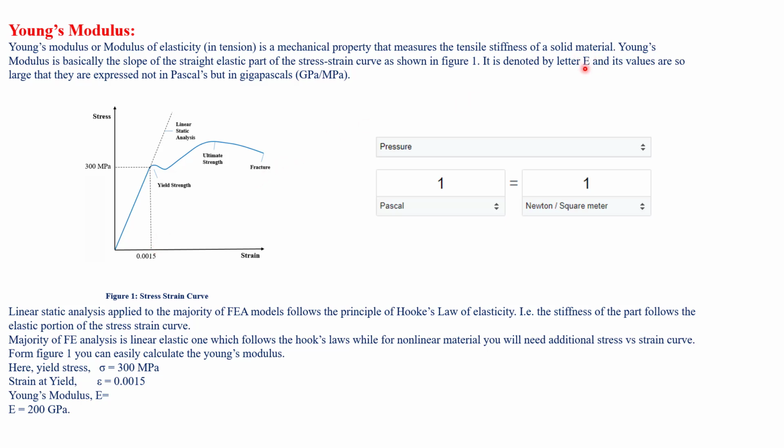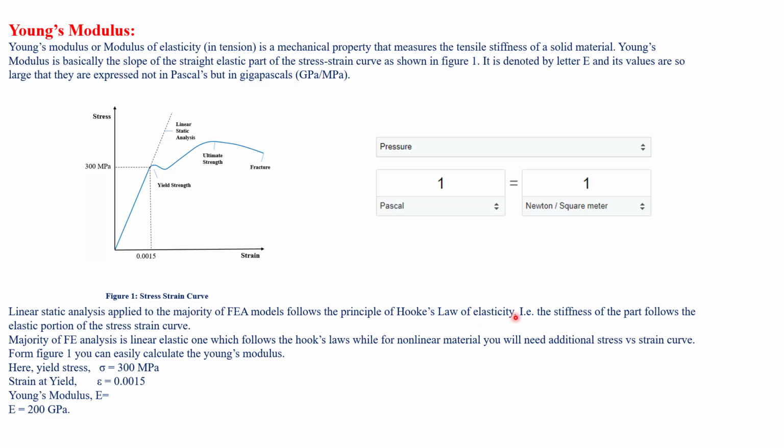Young's modulus is denoted by the letter E, that everyone knows. For beginners it is very important. It is measured in megapascal or gigapascal, mostly in gigapascal. 1 pascal is equal to 1 Newton per meter square. Remember that.